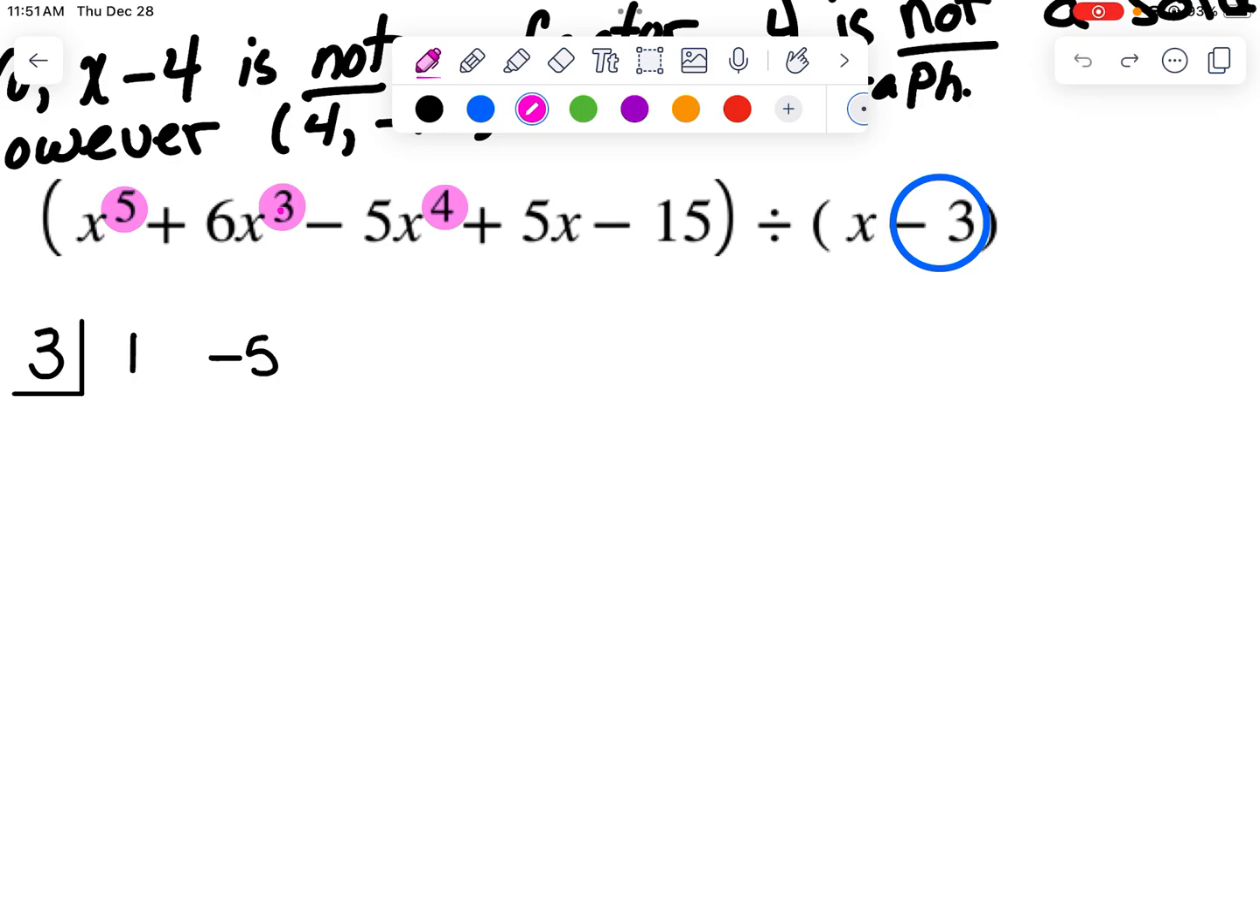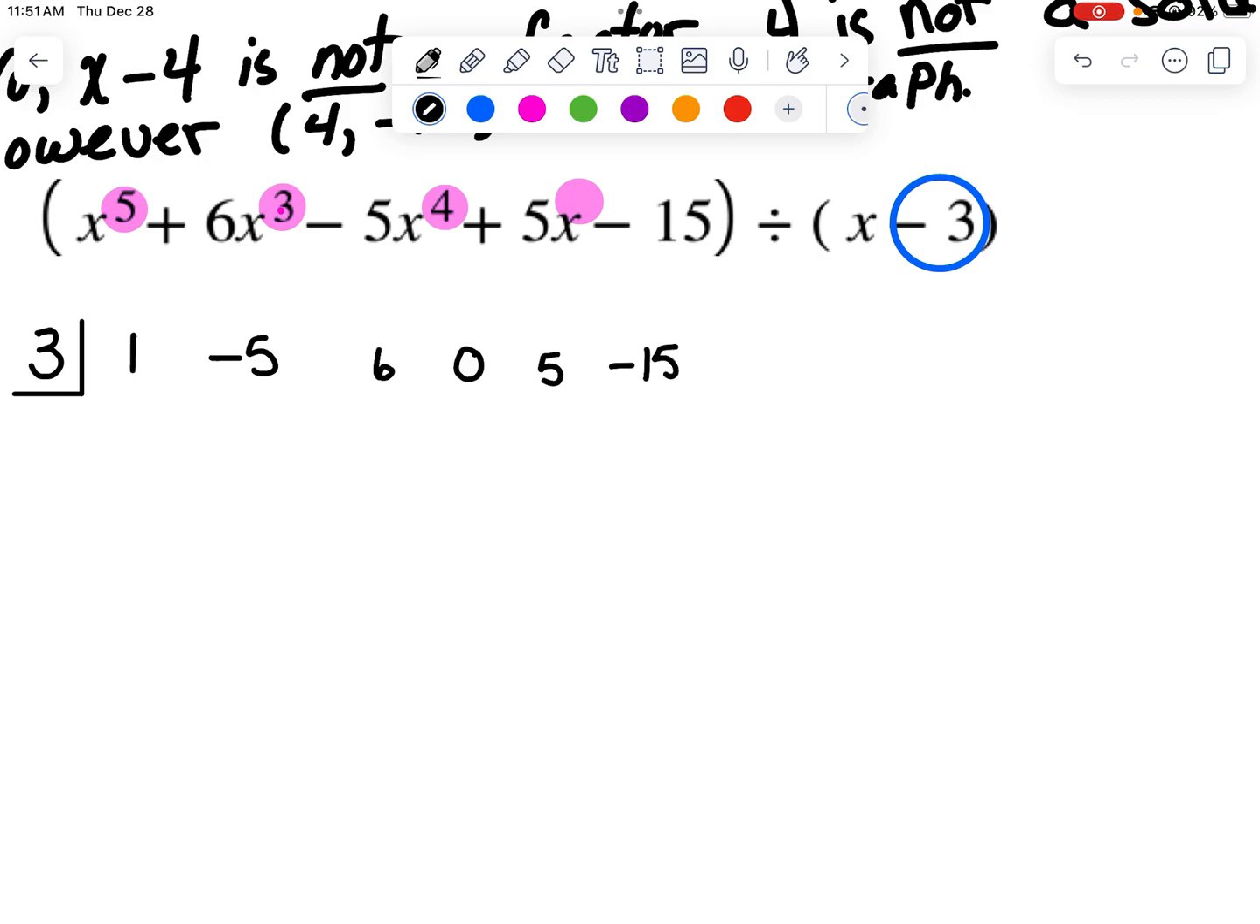Notice there is no second power, so we're going to put in a 0. And then there is an x to the first power, and its coefficient is 5. And then the constant is -15.